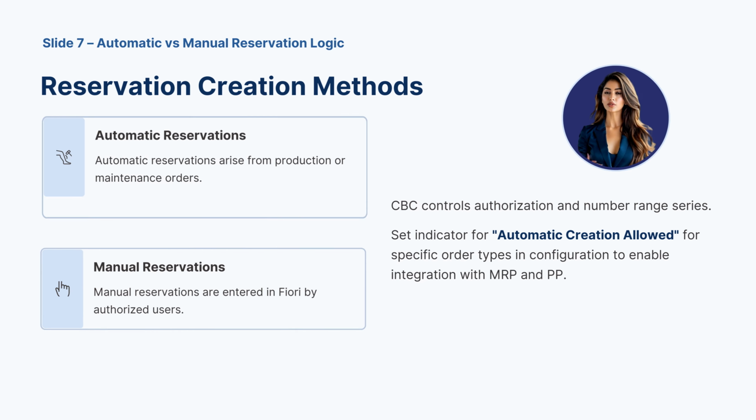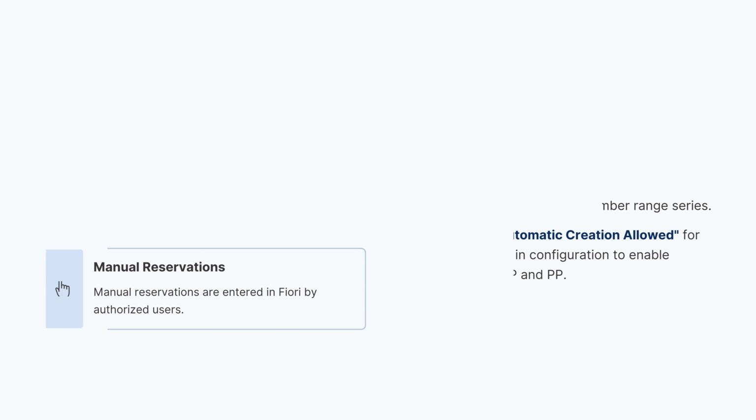Automatic versus manual reservation logic. Reservations can be created automatically or manually. Automatic reservations are generated by production or maintenance orders during order release. Manual reservations are entered directly through Fiori apps. In CBC, you control these behaviors by enabling the Automatic Creation Allowed flag for specific order types. This ensures integration between production planning and inventory management.